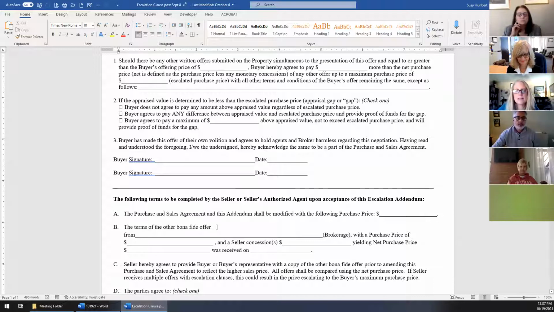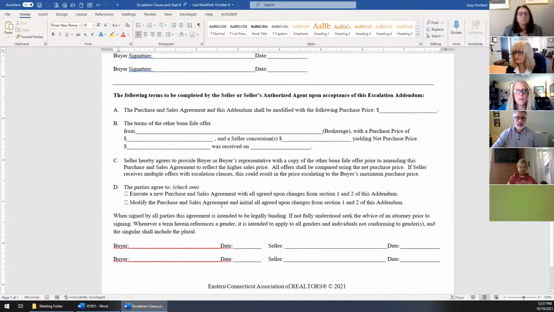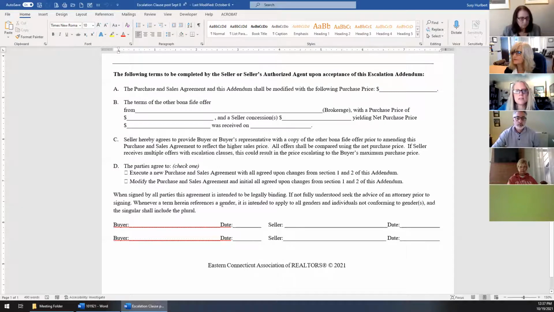And if the seller accepts the offer, the bottom section of this is all that you really essentially need to do besides signing the contract, or you can do further, and let me explain. So if the seller decides to move forward with your offer, they're going to put the purchase price that you want right there, okay? Then they're going to explain what that other bona fide offer was that they had received that was close, that made or escalated your purchase price.